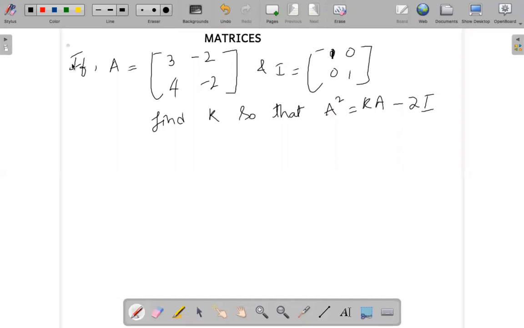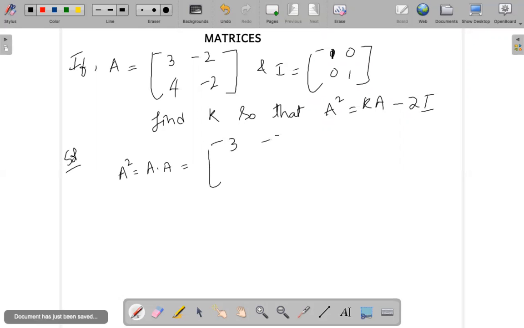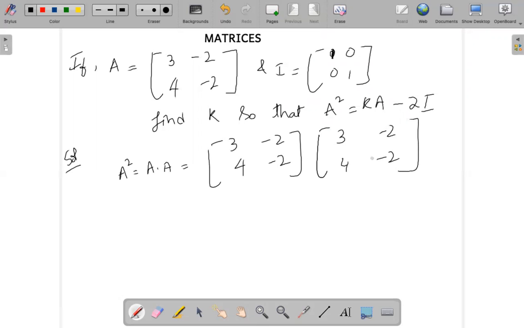So let's find this. A squared is A into A, which is nothing but 3 minus 2, 4 minus 2, multiplied into 3 minus 2, 4 minus 2. Then we will be able to find A squared. Here we get A squared as 1, minus 2, and 4, minus 4.